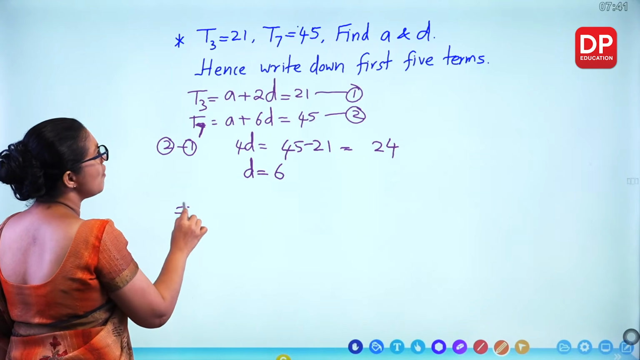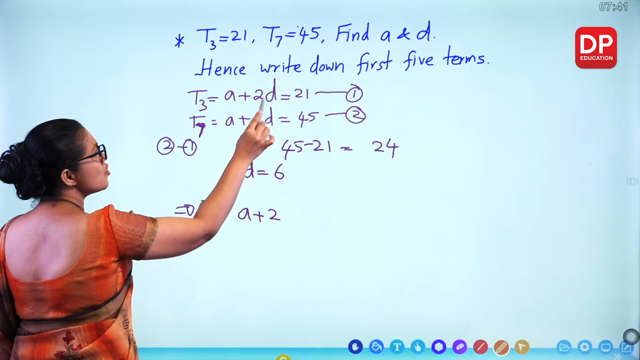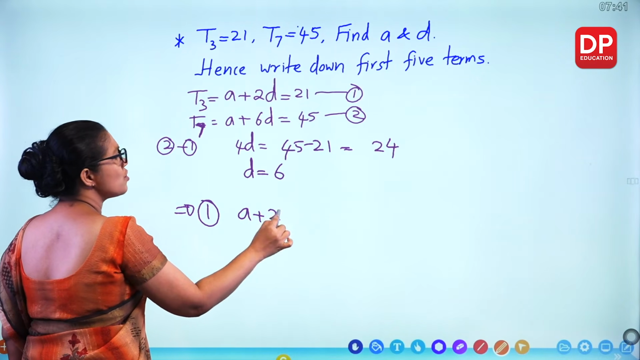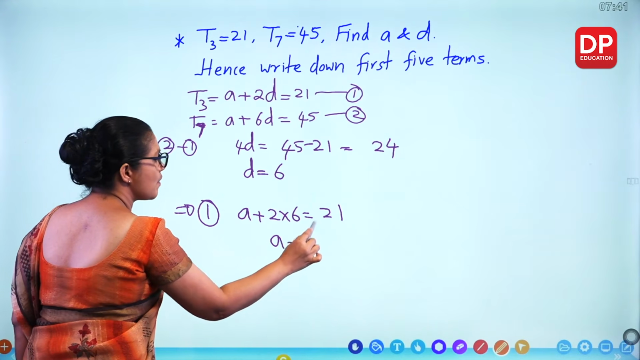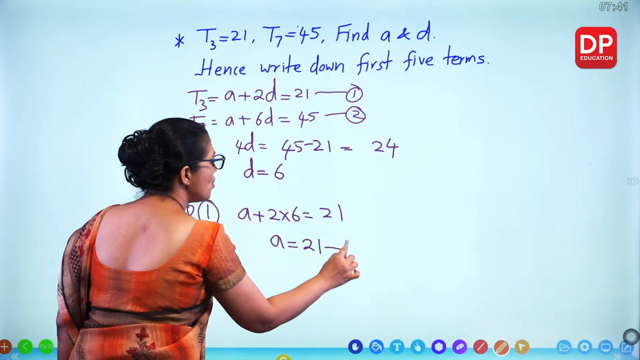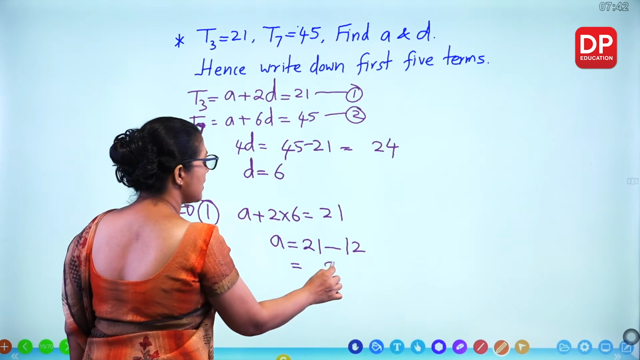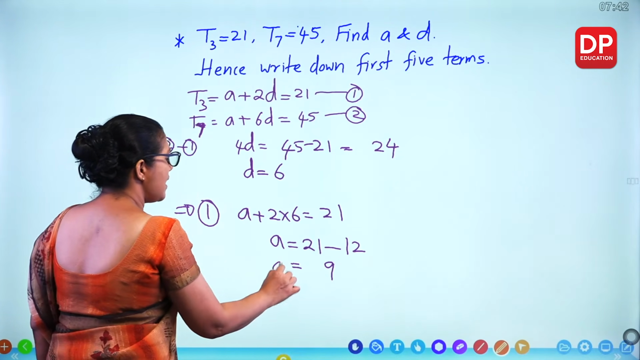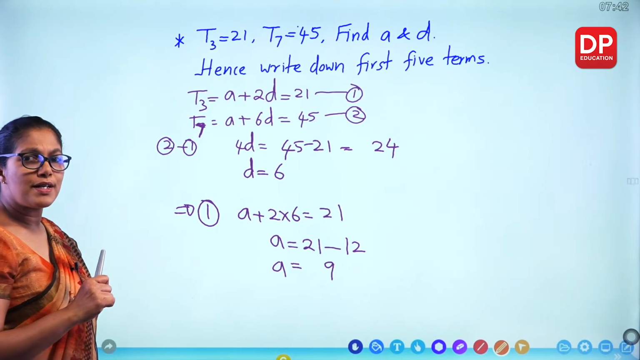Plug it into one of the equations. I'll take 1. A plus 2D equals 21. A plus 2 times 6 equals 21. A equals 21 minus 6 times 2, 12. So you get 9 as the first term. Now we know the first term and the common difference.